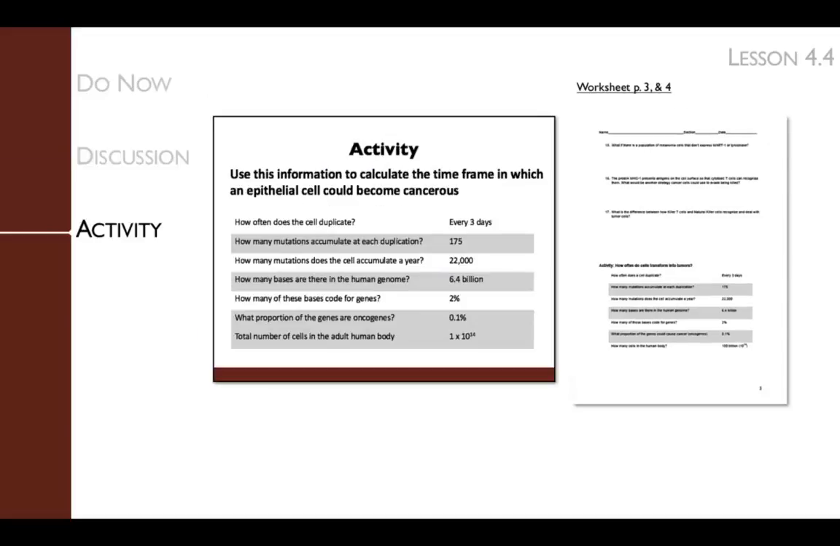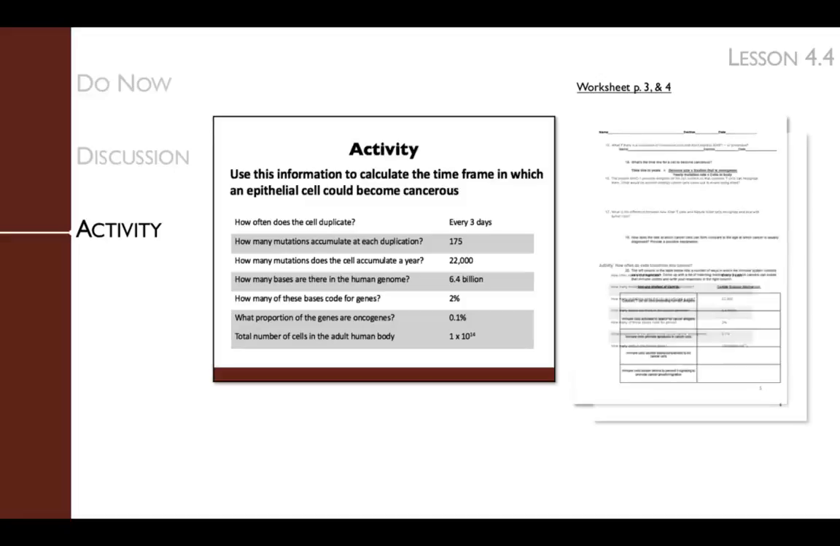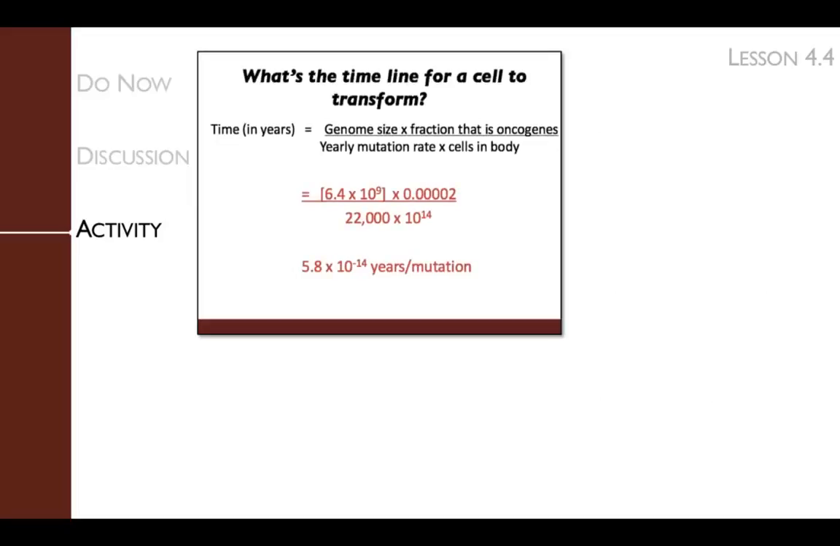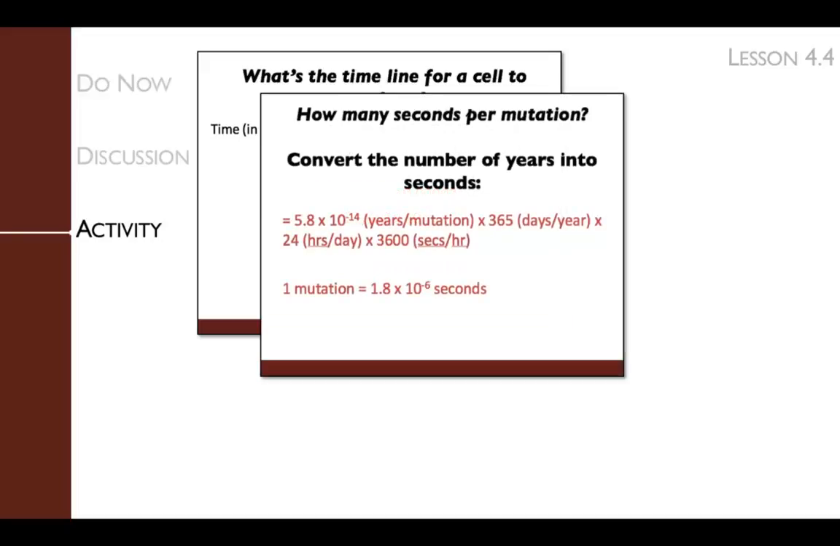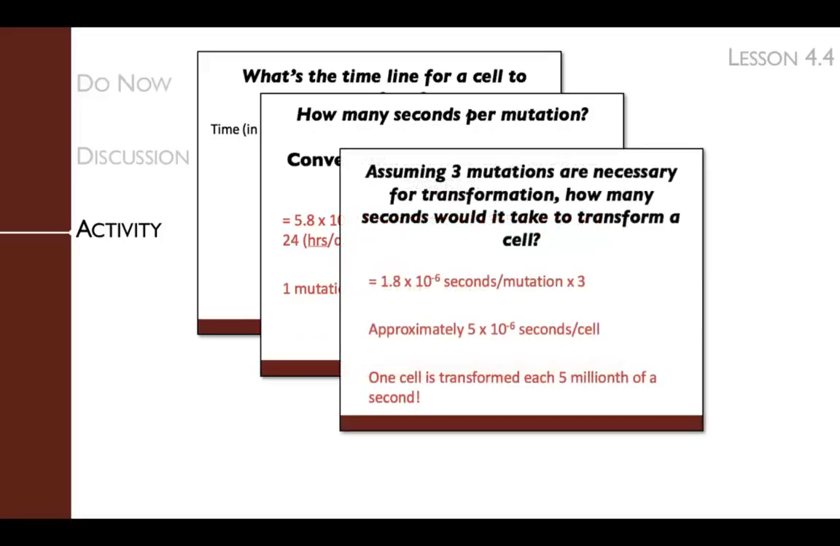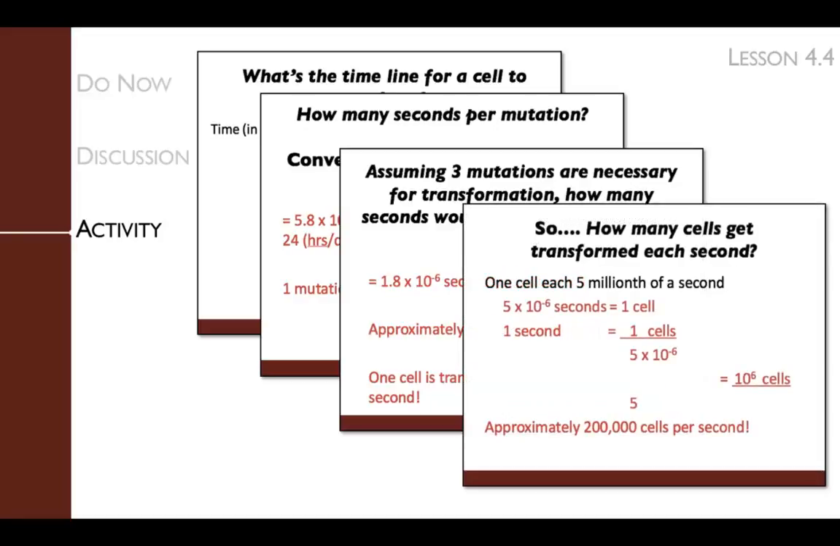In the activity, students calculate how long it would take for epithelial cells to acquire all the mutations needed to become cancerous. The key point of this calculation is to emphasize how important the immune system is in keeping cancer at bay. The following slides work through the steps needed to perform the calculation. First, to find out how long it takes for one mutation to occur in years, to convert that number to seconds, to calculate how long the 3 mutations necessary for the transformation would take, and finally to figure out how many cells would transform per second.